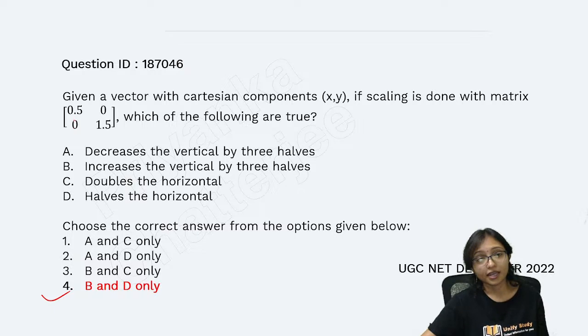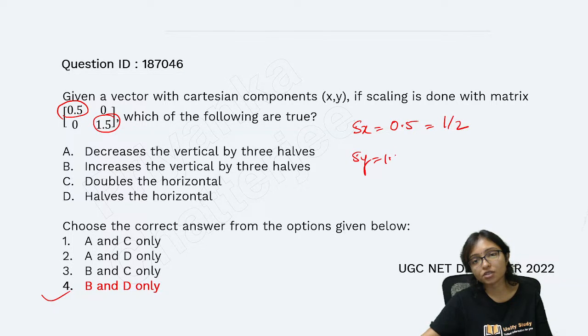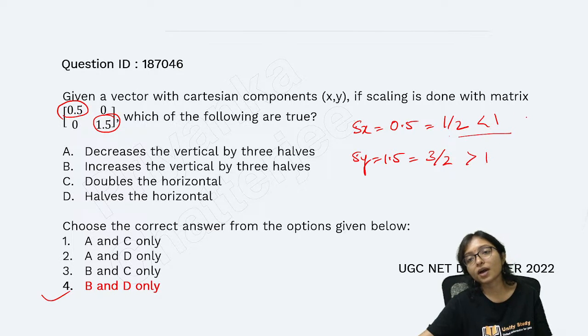Because why? You can see this is my x value, that is Sx. Sx value is 0.5, which means half. Sy value is 1.5, and 1.5 I can write as 3 by 2. So this is less than 1 and this is greater than 1. Less than 1 means it will decrease. Greater than 1 means it will increase.